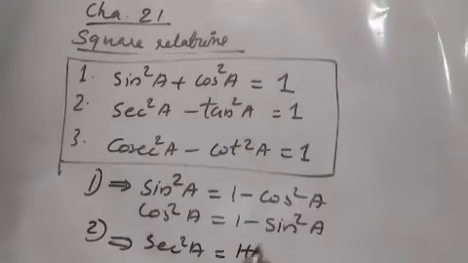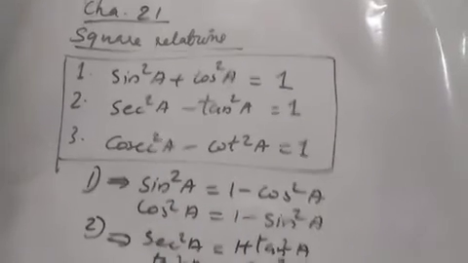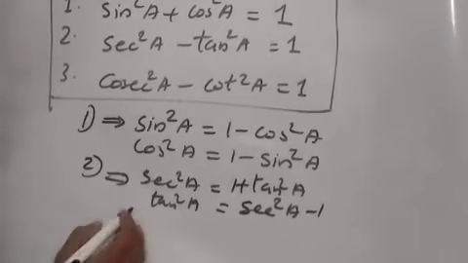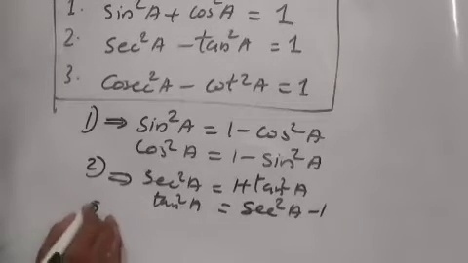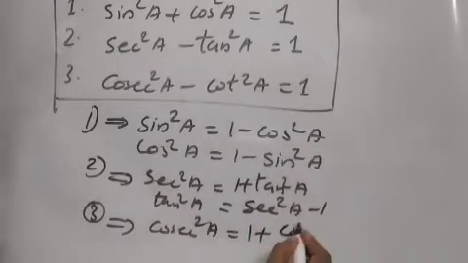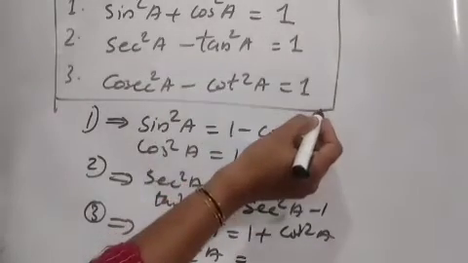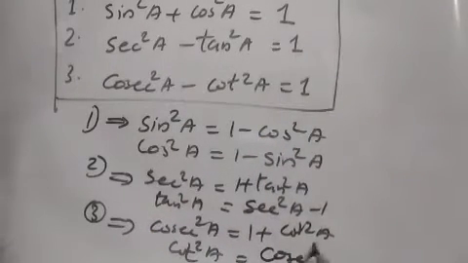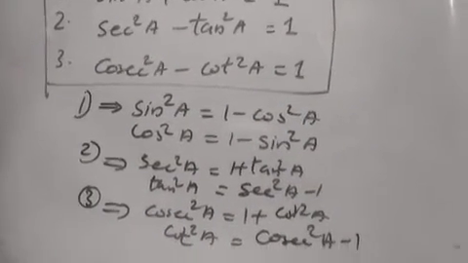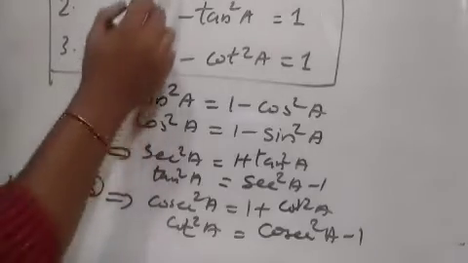1 plus tan square A, and tan square A is equal to, we can write tan square A to the right side and 1 to the left side, that is sec square A minus 1. Tan square A is sec square A minus 1. And from the third equation we can write cosec square A is 1 plus cot square A, and cot square A is, we can write cot square to the right side and 1 to the left side, that is cosec square A minus 1.